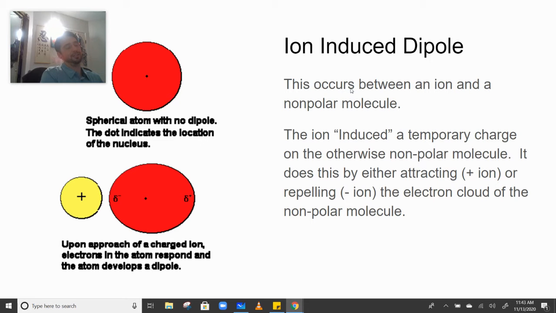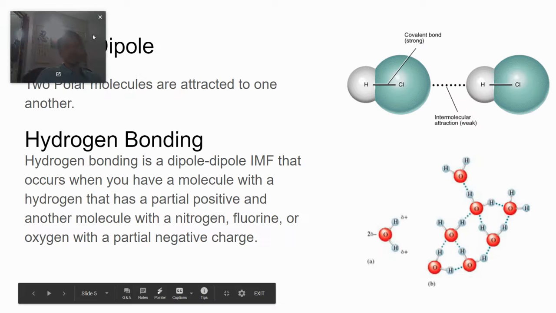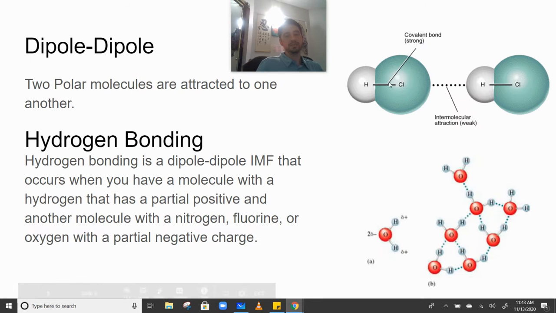Now, I'm just thinking to myself here, but this is why I don't like to memorize it. If you had an ion and a dipole, something that had a positive and negative charge, that would actually be a stronger attraction, right? An ion would have a stronger attraction to a polar molecule. But we really don't talk about that one too much.